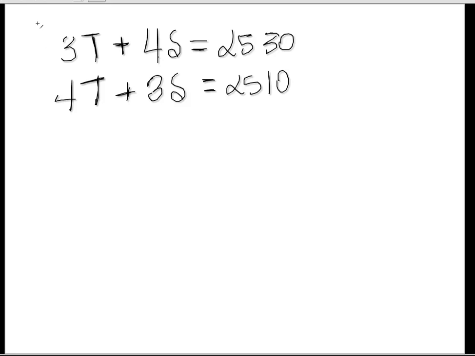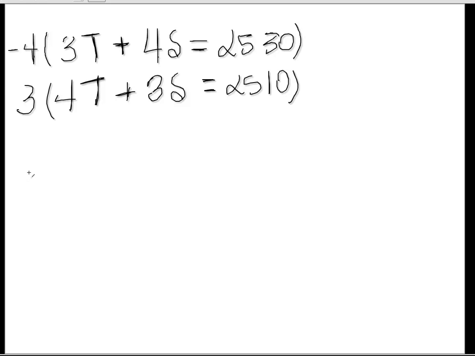So what I am going to do is I am going to multiply this first equation by negative 4. Negative 4 times 3 will give me negative 12. I'm going to multiply this second equation by 3. 3 times 4 would give me positive 12. So let's go ahead and calculate everything.